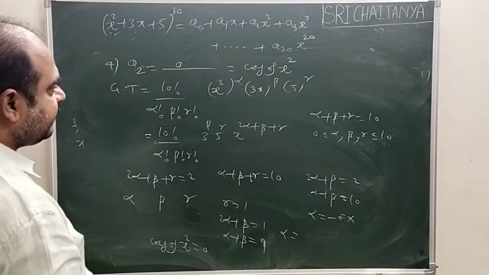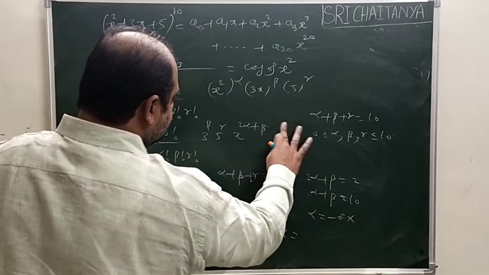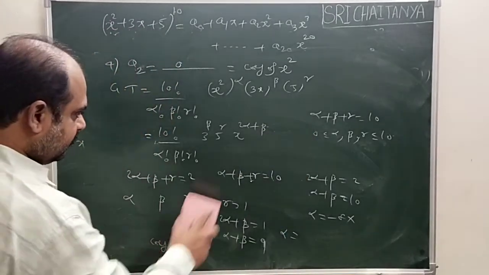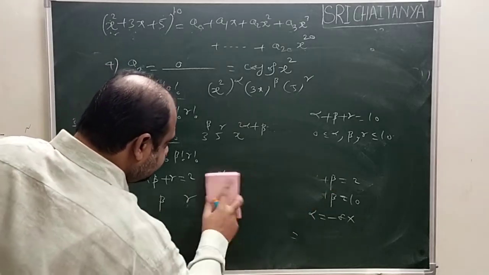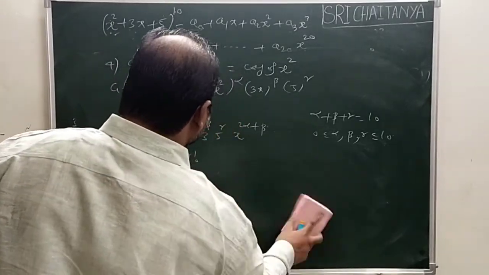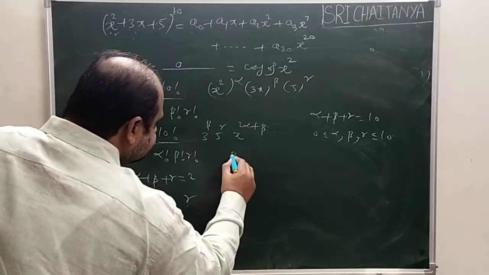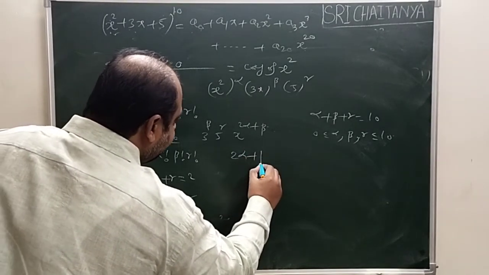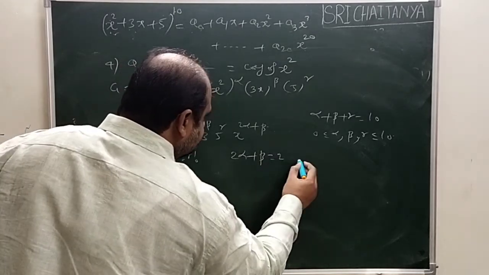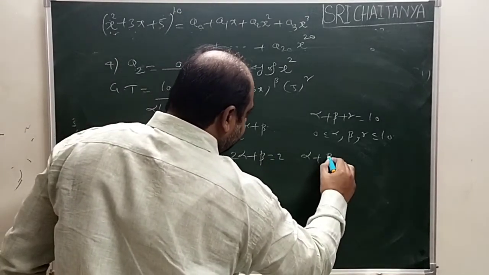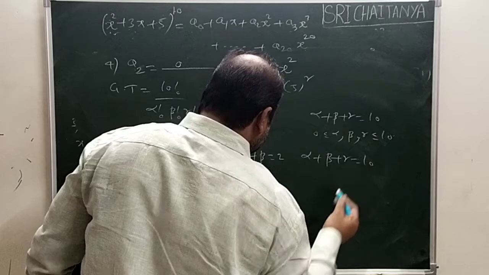X power... wait, I have made a mistake. 2 alpha plus beta. I will do it one second. X power 2 alpha plus beta. Let us calculate again.